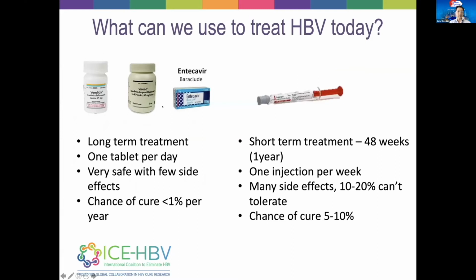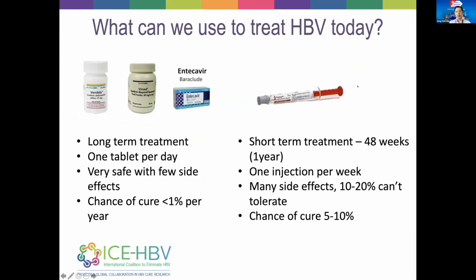These are some of the current drugs that are approved for hepatitis B: entecavir, Baraclude, Viread or tenofovir, and Vemlidy or tenofovir alafenamide. These require taking one tablet a day. They're very safe with very few side effects, but the chance of a cure is less than 1% a year. So long-term treatment seems to be necessary.